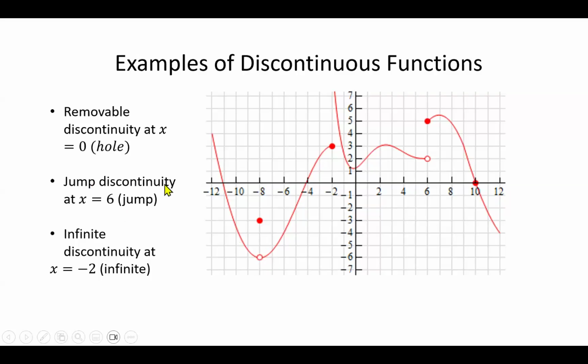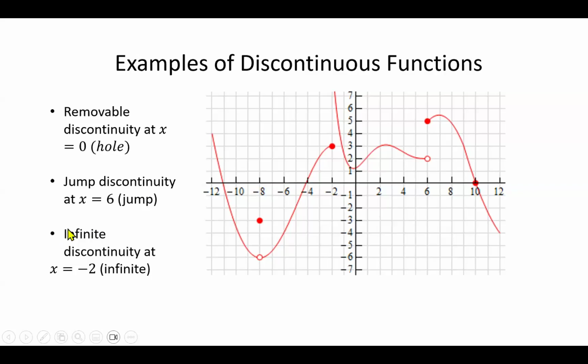Another type of discontinuity, we call it a jump discontinuity. And we saw that at 6 because from the left, the graph has a height of 2, but from the right, the graph has a height of 5. So it's not matching the value, so it creates kind of a jump. It goes from here and then jumps all the way to 5 and continues from there. So again, that type of discontinuity is called a jump discontinuity.